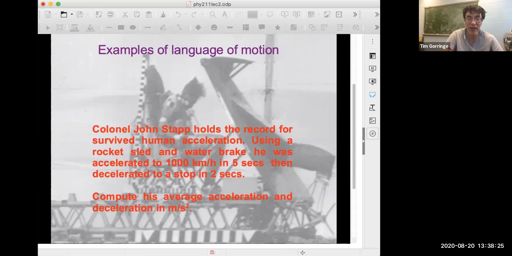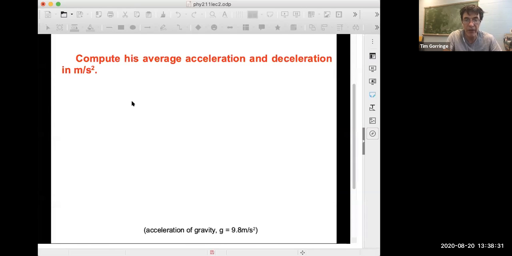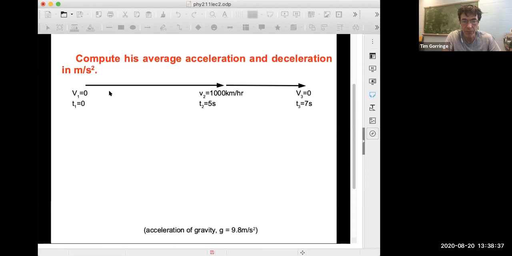So let's calculate his average accelerations for those 2 portions of his trip. I'm going to do the calculations in meters per second. That's what I'm doing on this slide. I've got 2 calculations here, and we're going to calculate the acceleration on the first part of his journey and the second part of his journey.